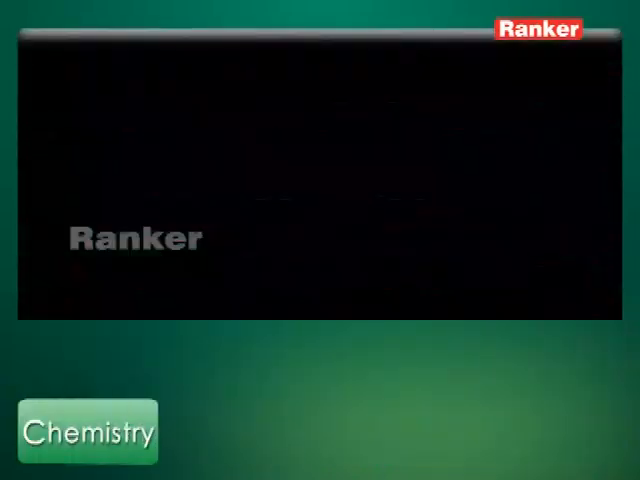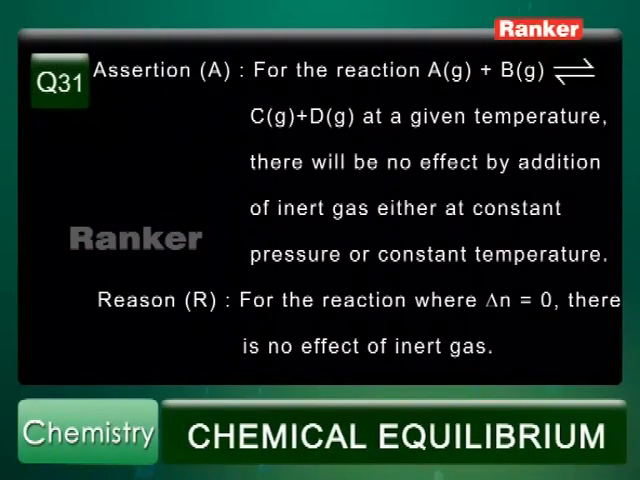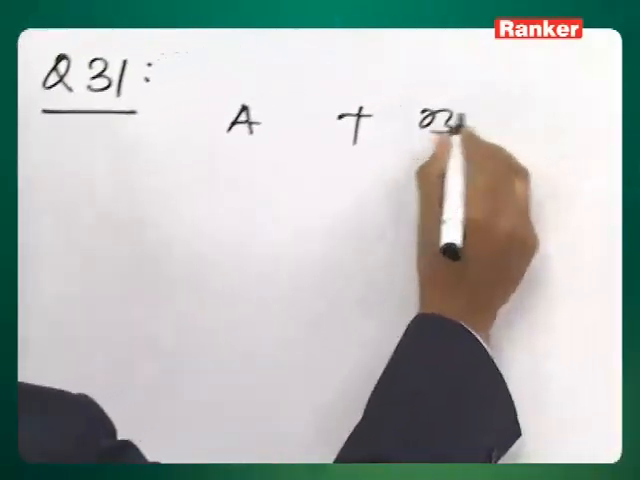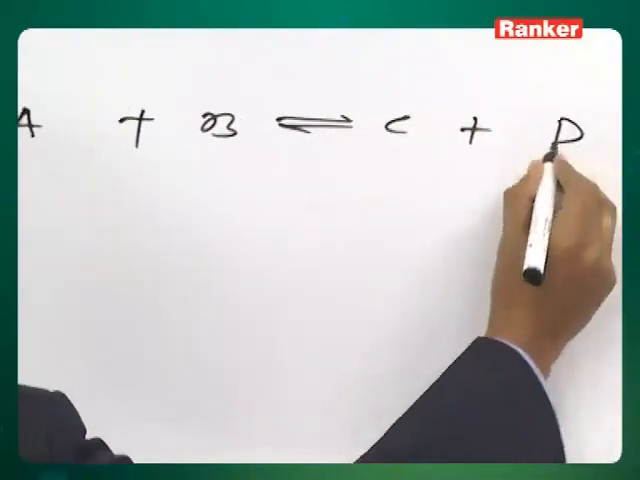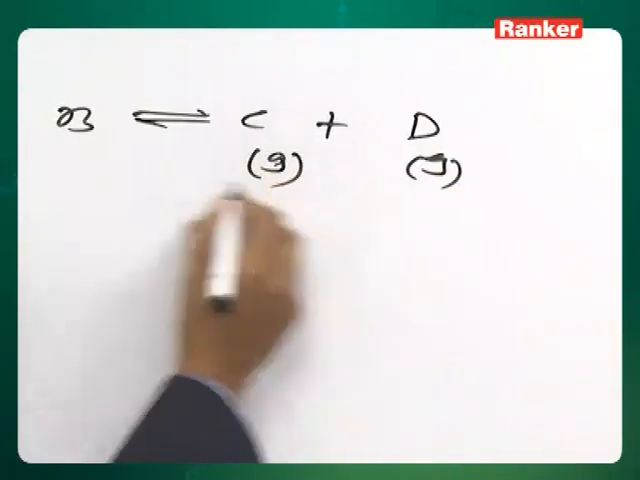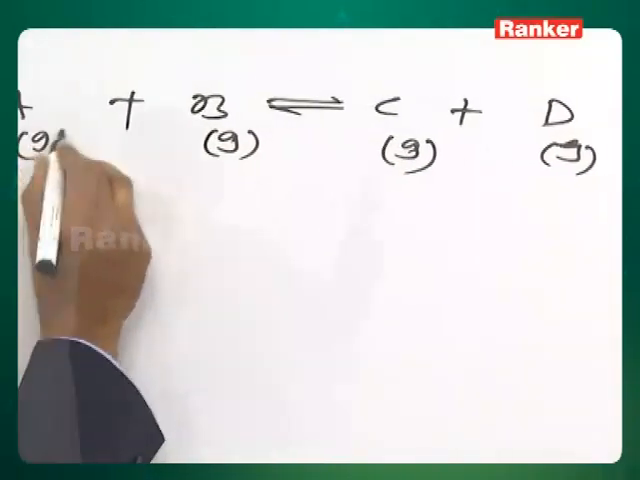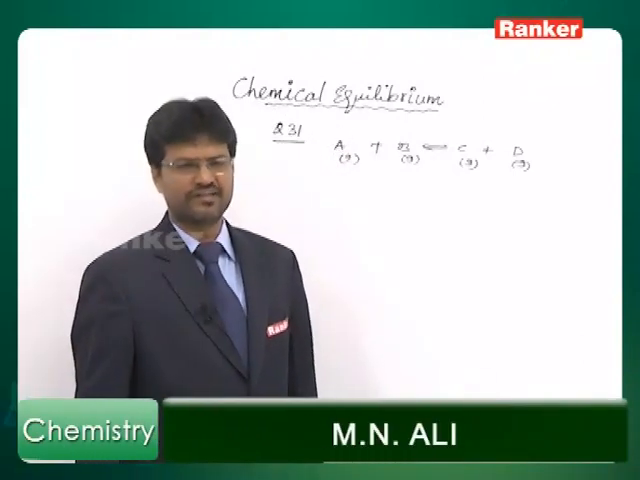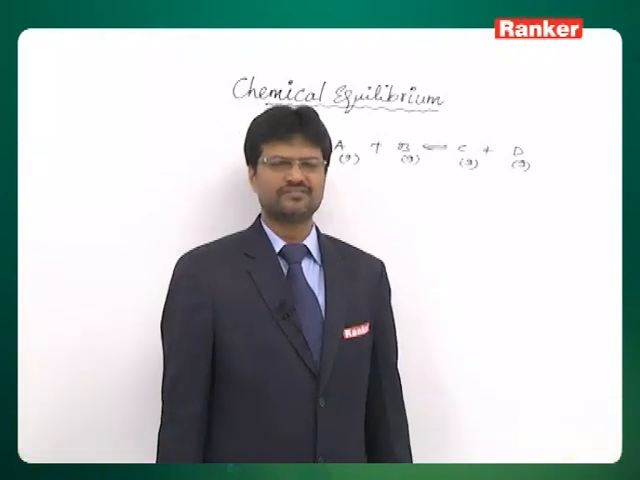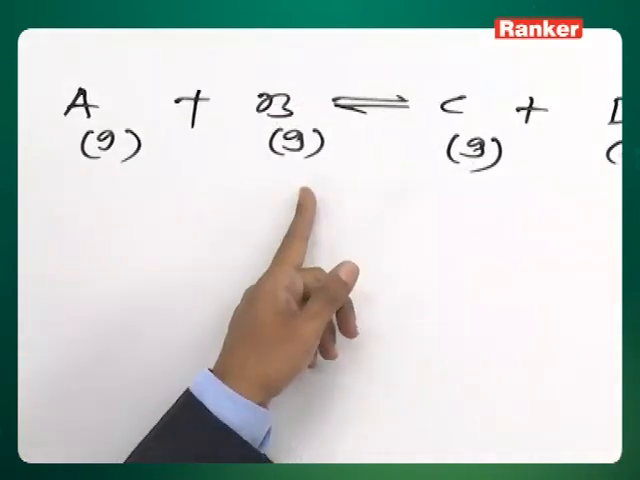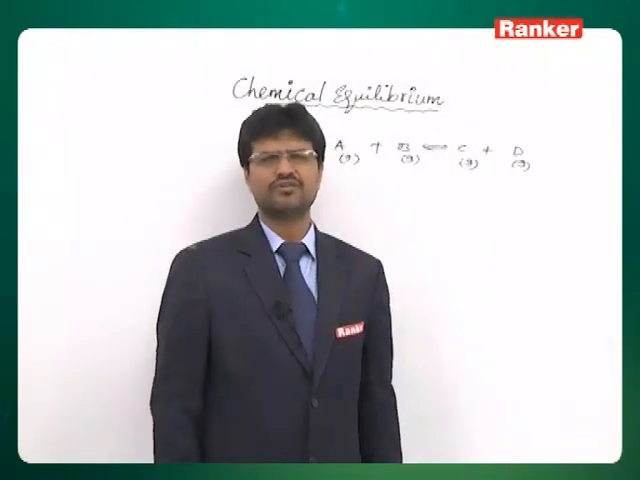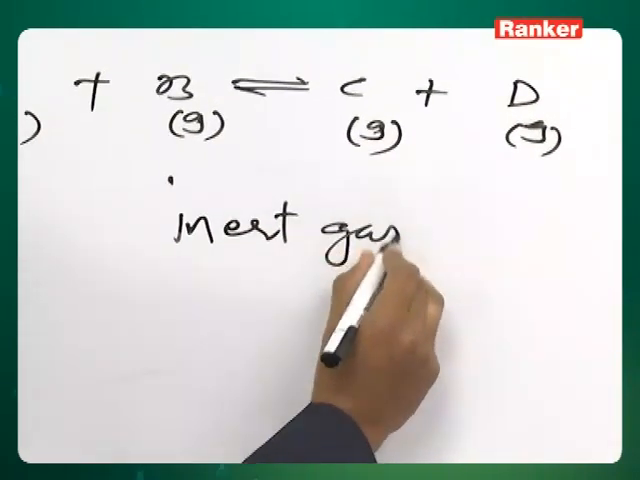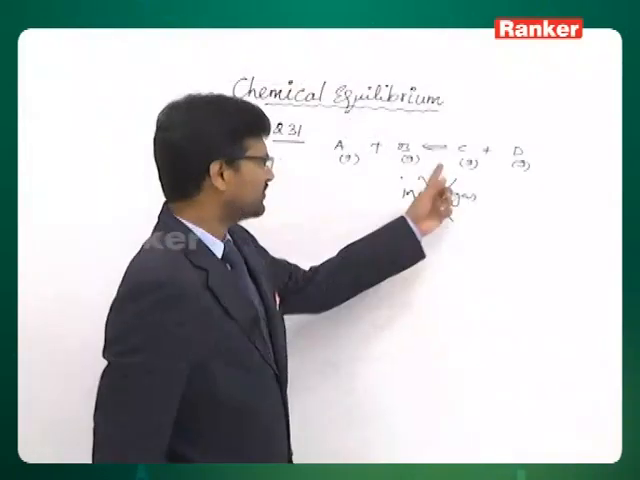Question number 31. For the reaction A gas plus B gas gives C gas plus D gas, this is the reaction which is given. A plus B gives rise to C plus D. All the substances which are undergoing the reaction are gaseous substances. At a given temperature, there will be no effect of addition of inert gas either at constant pressure or constant volume. Whether you do the reaction at constant pressure or constant volume, there is no effect of inert gas on the position of equilibrium.